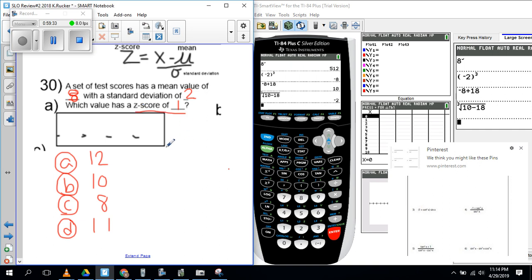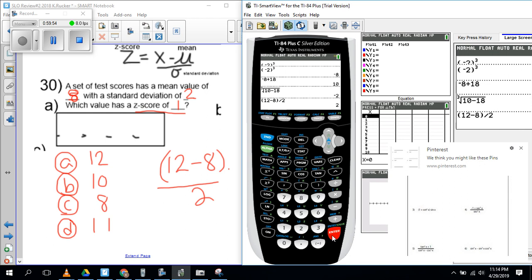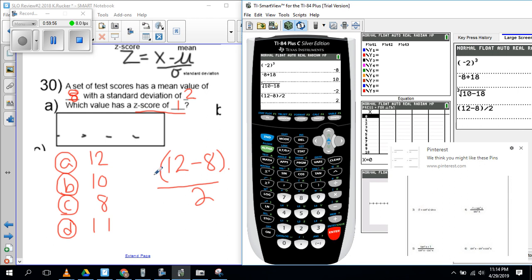So our first data point is 12 minus our mean. We had a mean of 8. I'm going to put parentheses here over our standard deviation of 2. So I'm going to put this in my calculator. 12 minus 8 parentheses divided by 2 and I get 2. So that one did not work.